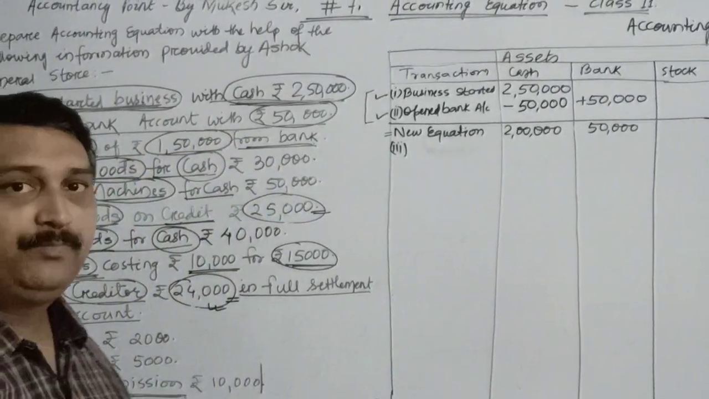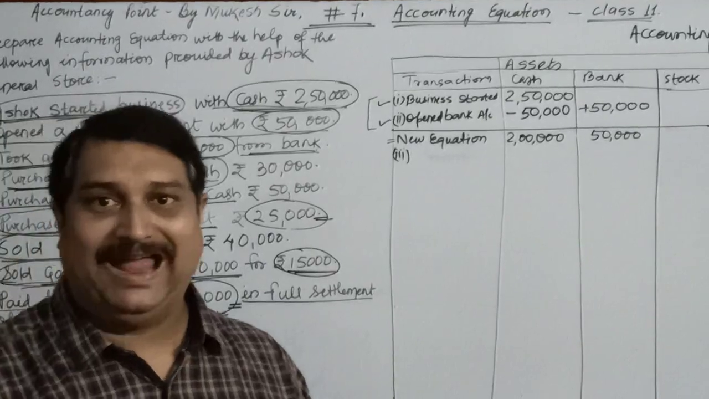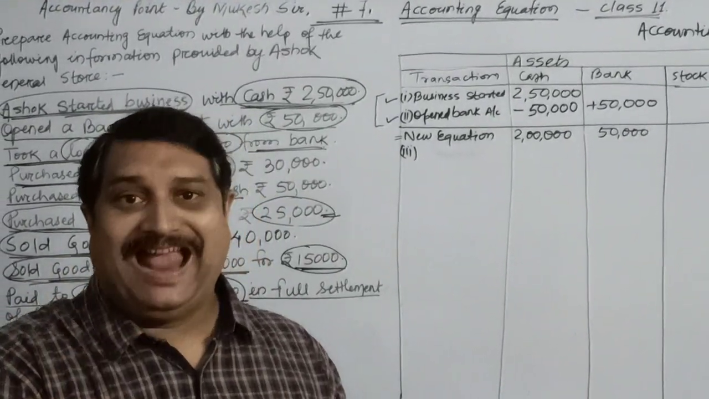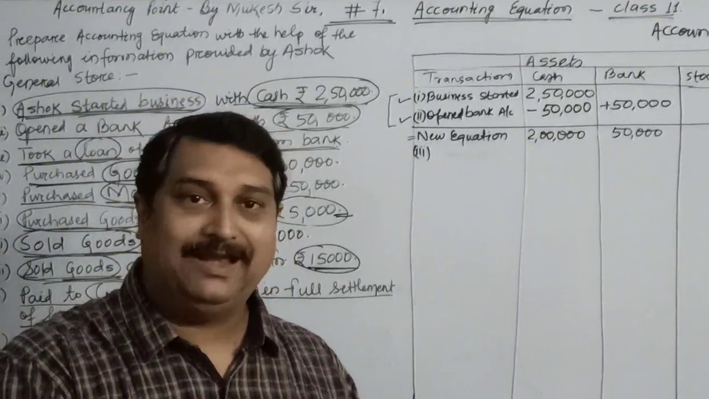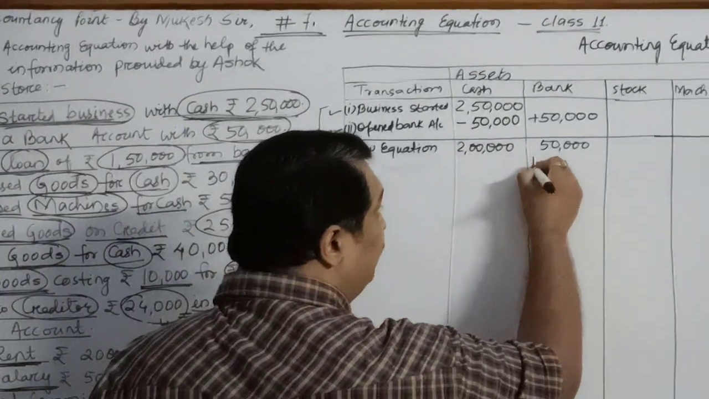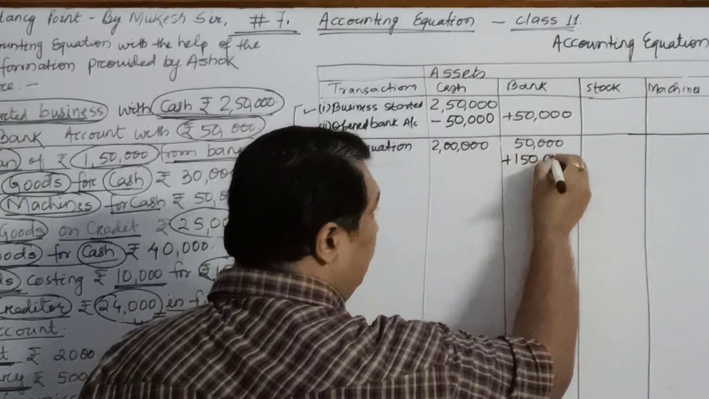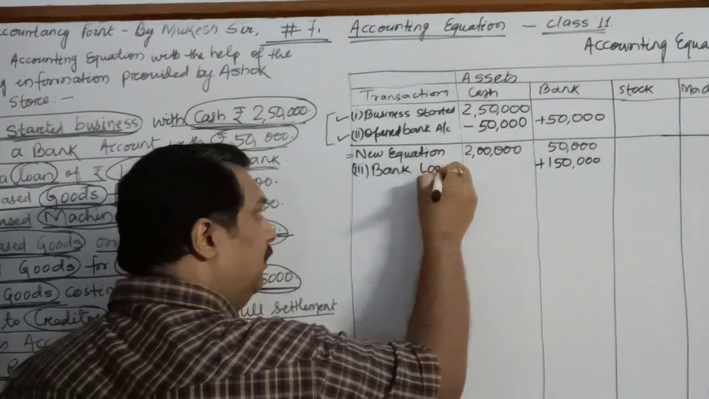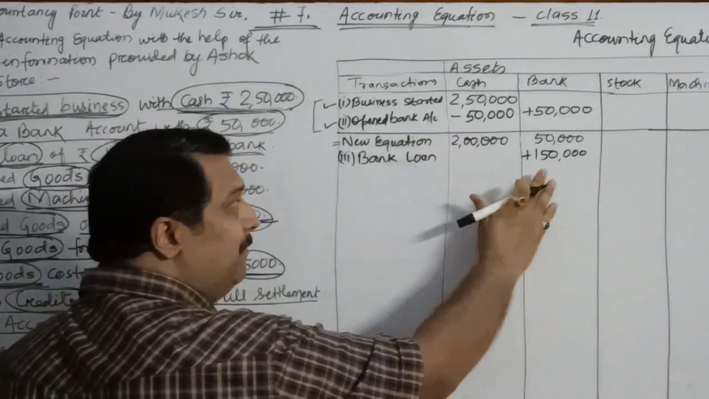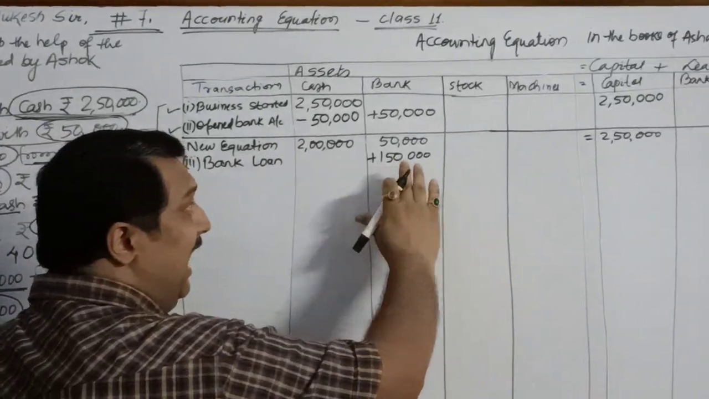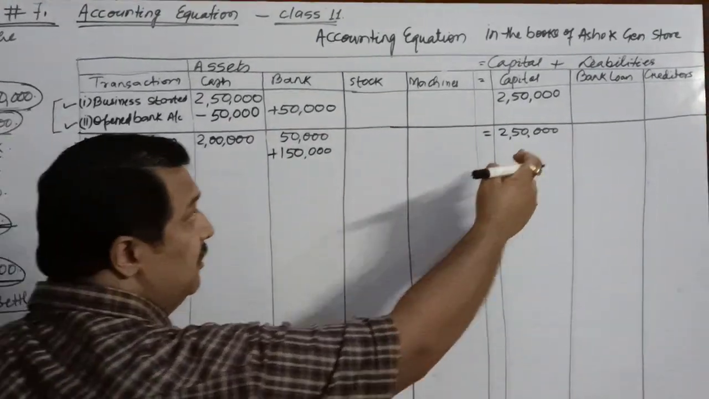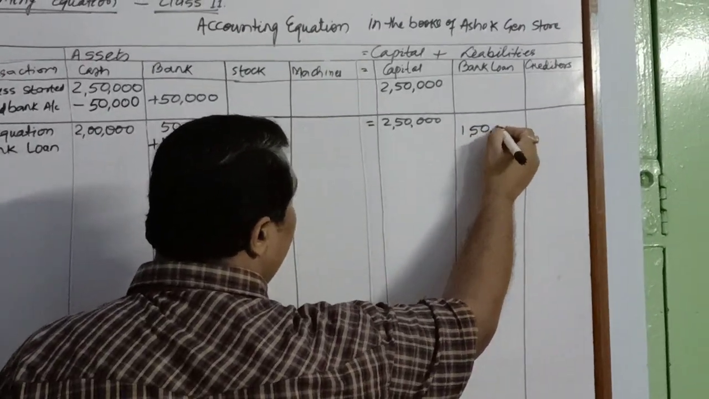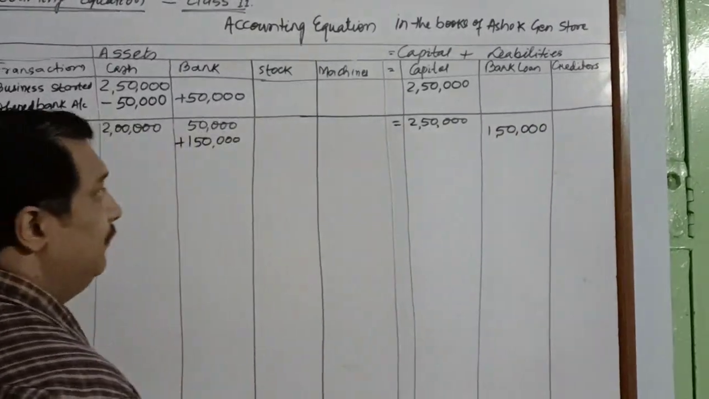So what will happen? When you take a loan from the bank, the bank never gives you cash. It will deposit the money in your bank account. So your bank balance will increase. Isn't it? So here I will just write bank loan. Because of this bank loan, my bank balance will increase, and bank loan is a liability. So under the liability head, I will write 1,50,000. My liability has increased.